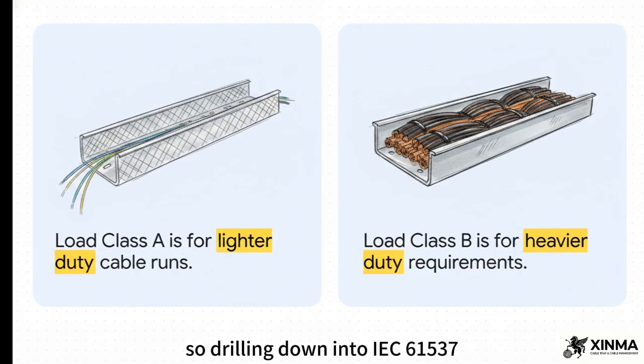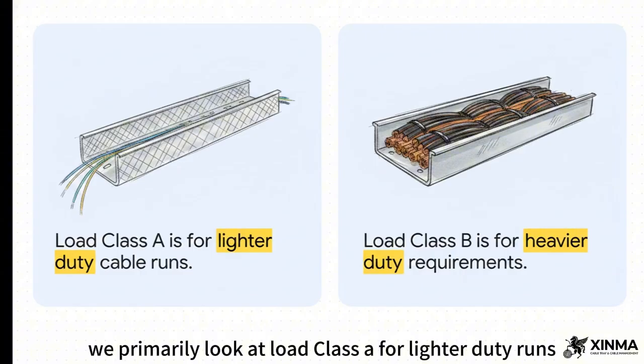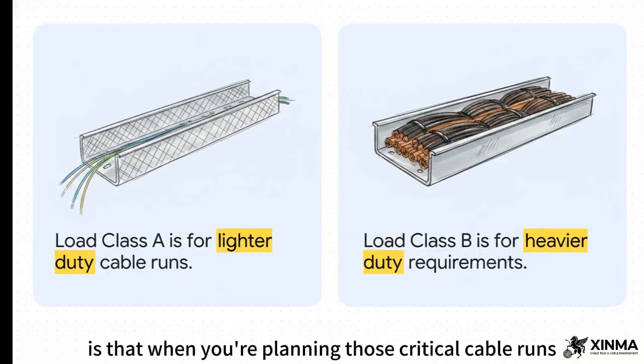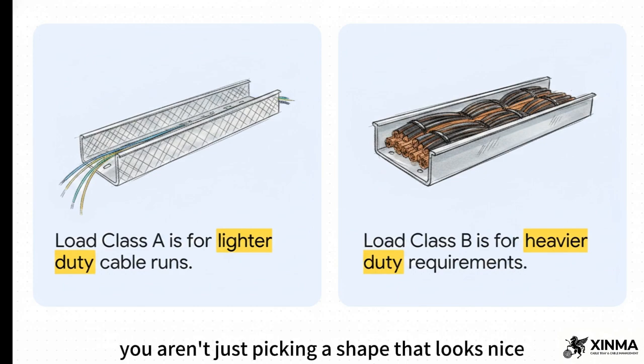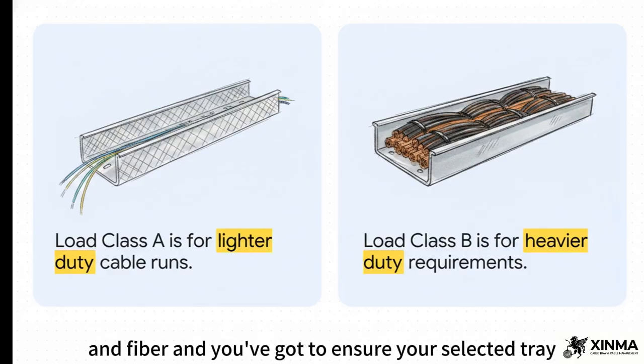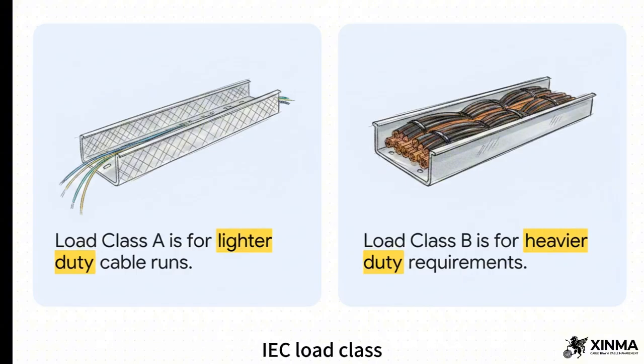So, drilling down into IEC 61537, we primarily look at load Class A for lighter duty runs, while Class B scales way up for heavier duty requirements. The crucial point here is that when you're planning those critical cable runs right above your server racks, you aren't just picking a shape that looks nice. You are calculating the exact weight per meter of your copper and fiber, and you've got to ensure your selected tray hits that corresponding IEC load class. It's all about the math.